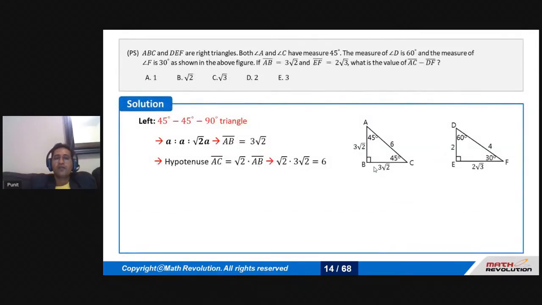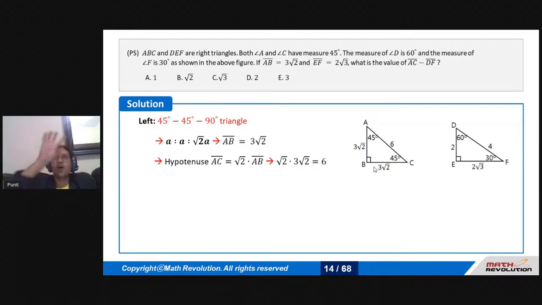So once we deal with the 45, 45, 90, let's talk about the 45, 45, 90 degree triangle first. That makes the ratio 1 is to 1 is to root 2. Now, the question already says that AB is 3 root 2. So if AB is 3 root 2, my hypotenuse will become root 2 times 3 root 2. That makes it 6, because my ratio is 1 is to 1 is to root 2.